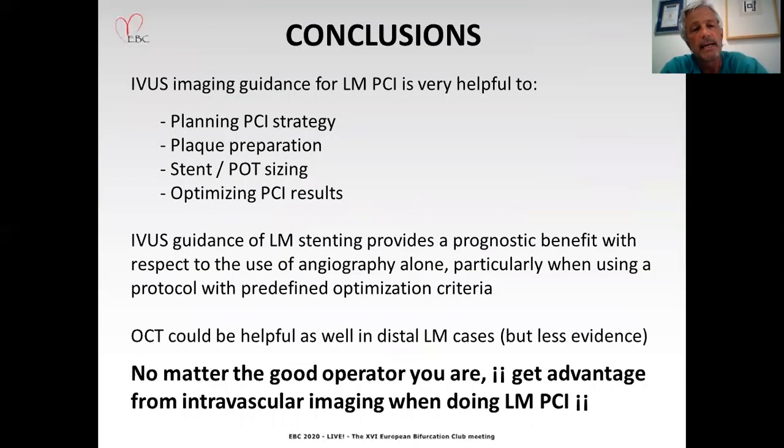To conclude, IVUS imaging guidance for LM PCI is very helpful to plan the strategy, to prepare the plaque, to size the stents and to optimize results. IVUS guidance for LM stenting provides a prognostic benefit with respect to the use of angiography alone, particularly if you have a specific protocol with optimization criteria well established. OCT could be helpful as well, but we have much less evidence. My advice, finally, is no matter how good an operator you are, get advantage from intravascular imaging when doing LM PCI.